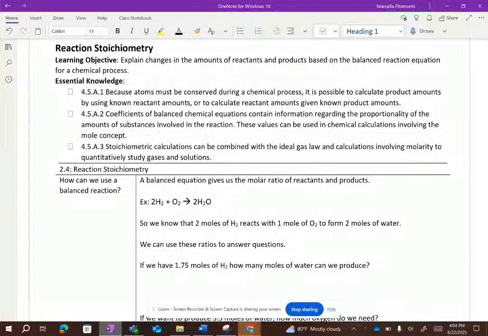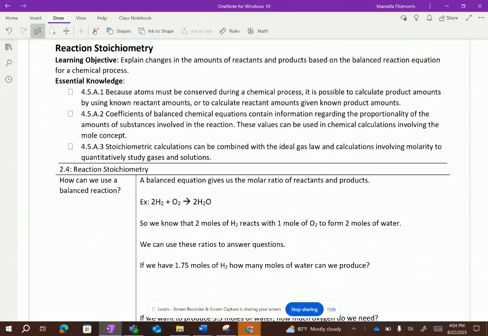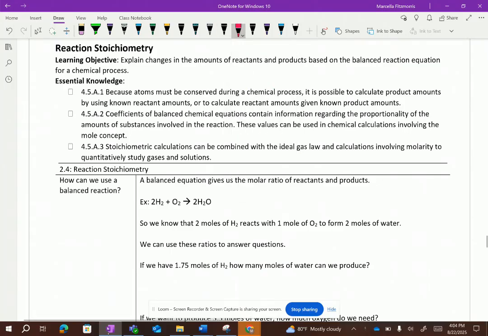Okay, we're going to learn about reaction stoichiometry. Basically, we're going to learn how to change reactants and products into different amounts of each other based on a chemical reaction, a balanced chemical reaction. Because atoms are conserved, it's possible to calculate the product amounts by using known reactant amounts.